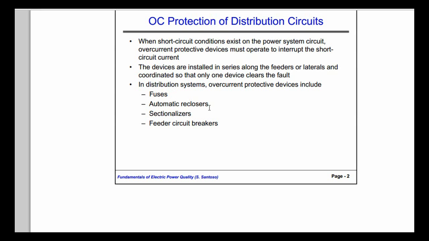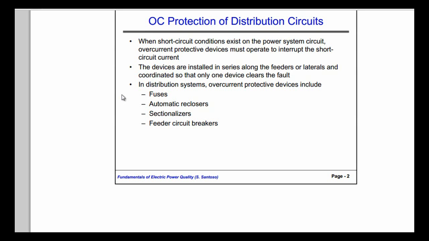Whereas automatic reclosers are used to protect the fuse, because in the distribution circuits we have two types of fault. We have a permanent fault, which is a fault that, when it occurs, will remain there until the faulted part of the system is isolated by the circuit breakers or fuses. Whereas we have temporary faults. The temporary faults are usually self-clearing faults.